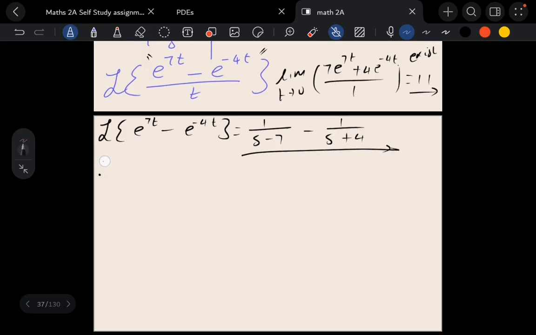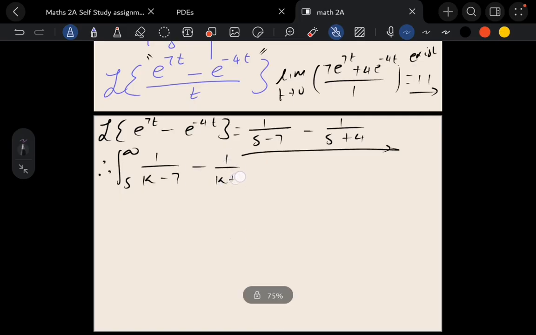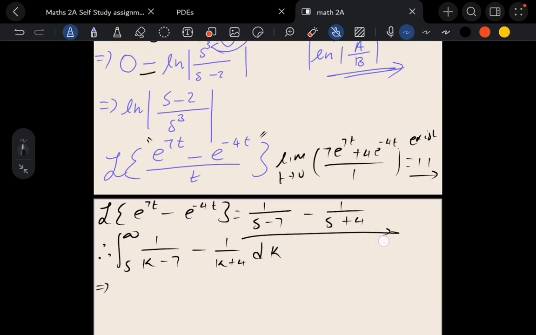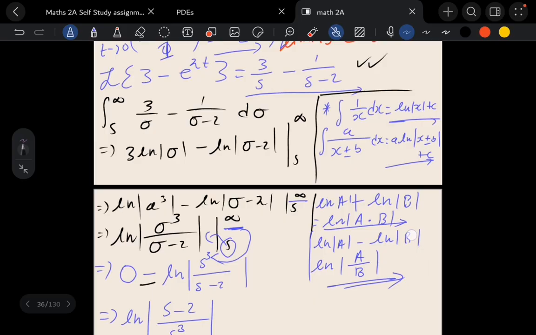So what I'm going to do, I'm going to have an integral from s to infinity of 1 over k minus 7 minus 1 over k plus 4 dk, like that. We do not care what type of variable you are using, but do not use t and s. So now I need to integrate that. We need to remember these rules of integration here.